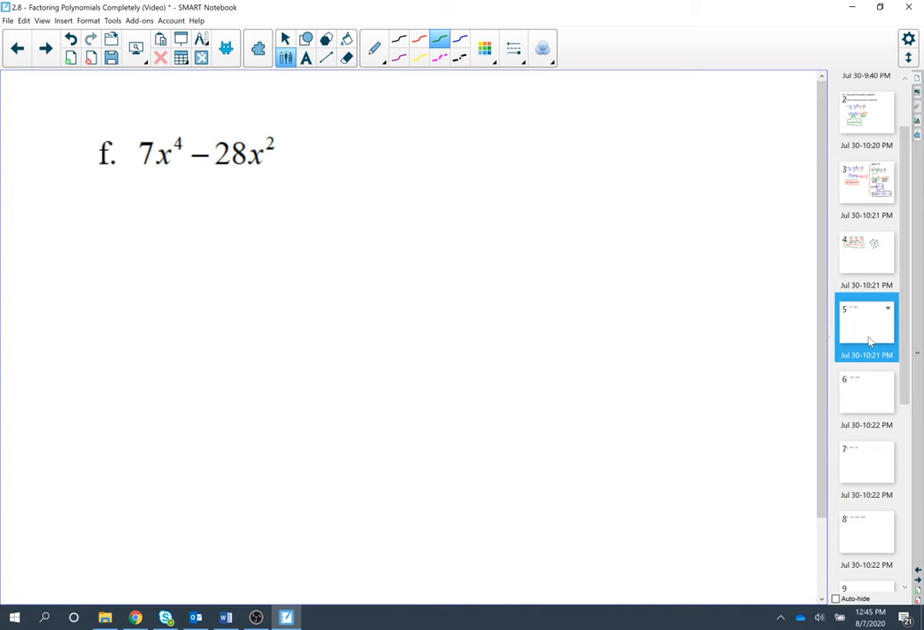Welcome back, everyone. Still on 2.8, but we're going to pick up with letter F. So take a look at 7x to the fourth minus 28x squared. Just like before, leading term, positive, yes it is. Greatest common factor, pretty sure we have one. So I'm looking at 7x to the fourth minus 28x squared.